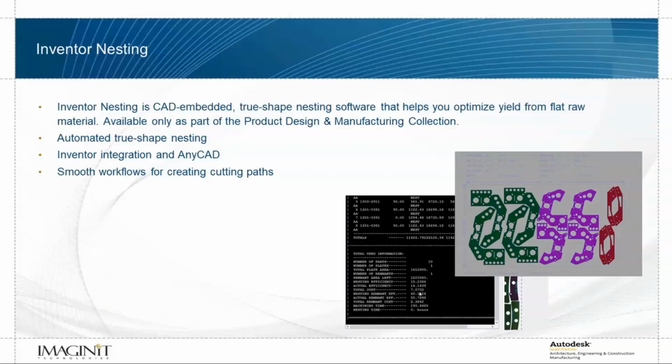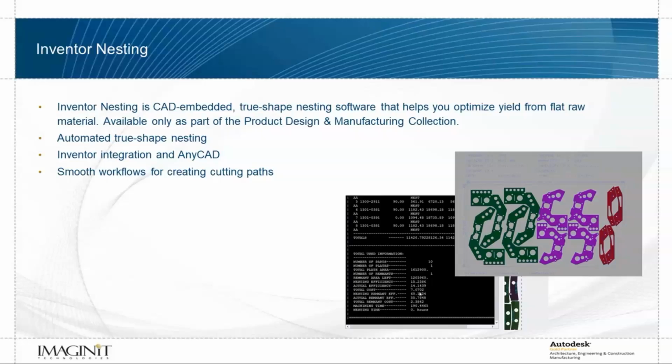So Inventor Nesting, just to make sure we're all on the same page, kind of like in college when they said, hey, if you're in the room for this, you're in the wrong room. I want to make sure everybody's in the right room. So Inventor Nesting, what we're looking at, this is a tool that's embedded into CAD, and it's true shape nesting software. The whole idea, of course, is to be able to optimize your yield from the raw material. So this is only part of the production and design and manufacturing collection. I mentioned that collection, all these different tools, this is one of them. So you can't purchase nesting as a separate product.